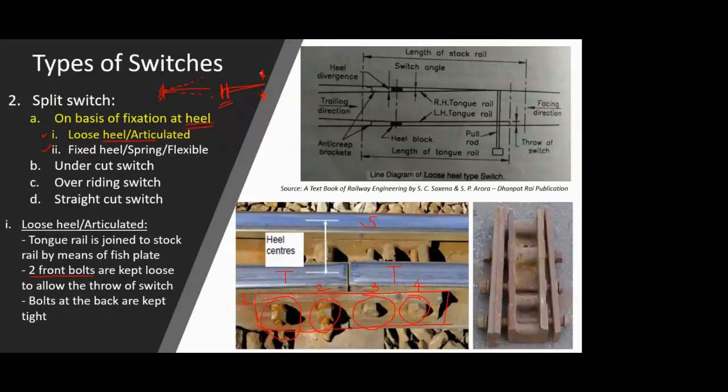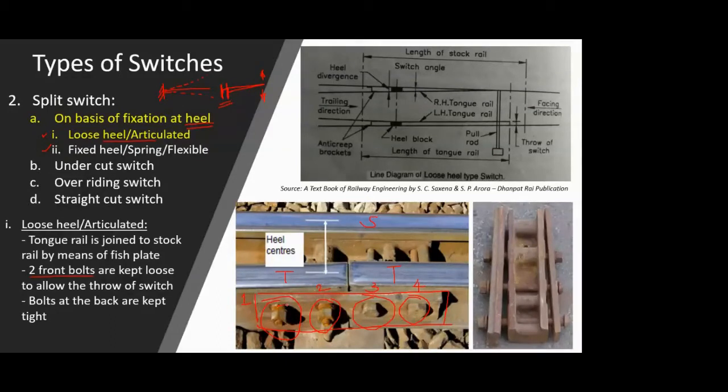This movement of your tongue rail in the left or right direction can be allowed using these loose bolts. Loose, as in they are not fully tightened, they are partially closed. These bolts are not tightened with some machine, they are just tightened by hand, but not too tight. They are kept somewhat loose so that when your tongue rail moves, that movement is allowed.